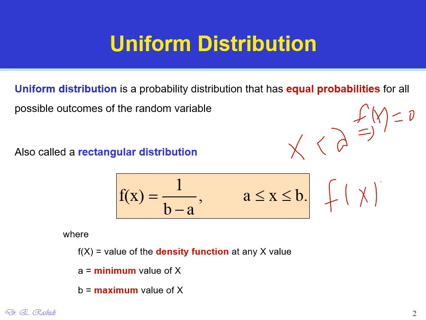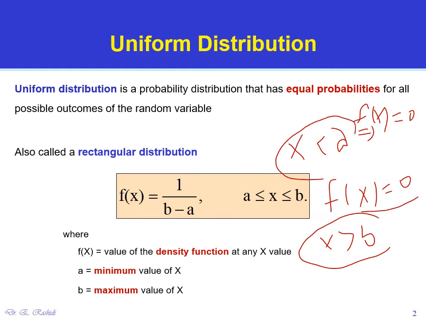So the probability density function of x is 0 if x is greater than b. So less than a or greater than b, the probability density function value is equal to 0. Between a and b, the probability density function is equal to 1 over b minus a.